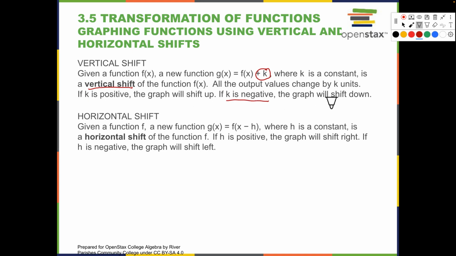If k is negative, the graph will shift down. Positive, it shifts up. Yes? So would the parentheses always be written?